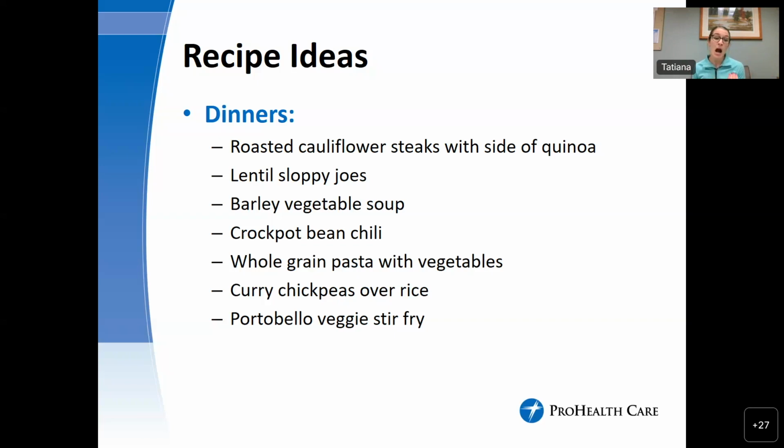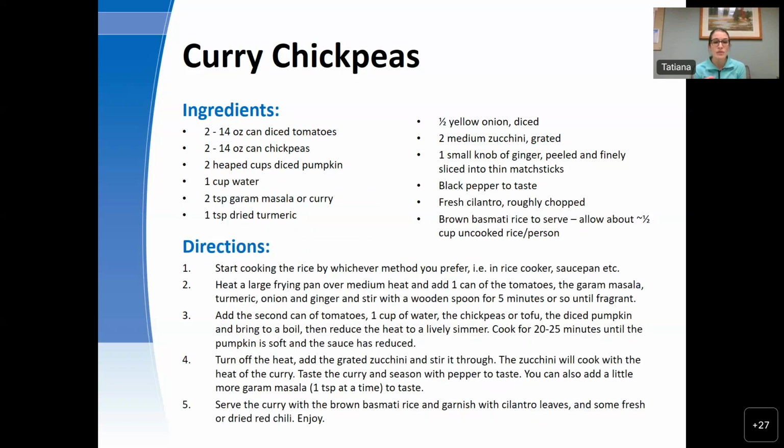Curry chickpeas, which I have a recipe for next, and then portobello veggie stir fry. So this is using mushrooms, and you can use portobellos or any kind of mushroom you want, but that can really help to impart some of that meaty texture, because we know portobellos and mushrooms in general taste a little different. Their texture is different than something like zucchini. And so a lot of people say that it's a nice alternative to ground meat or meat in general, just based on its mouthfeel. So that recipe for curry chickpeas is very, very simple, you just need 2 pans.